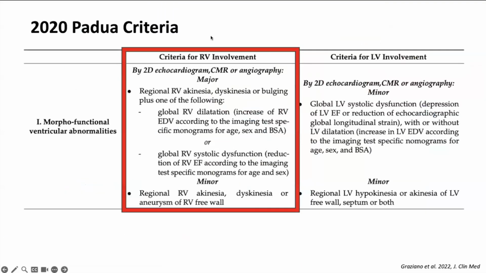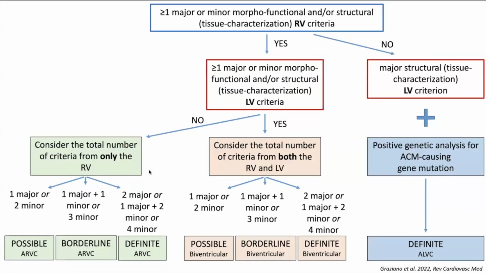So looking at the criteria from the RV standpoint, by 2D echo or by cardiac MRI: regional RV akinesia, dyskinesia, or bulging, plus one of RV dilation or decreased RV systolic function. If we remember, her MRI showed dyskinesia of the RV outflow tract, so she meets that, and she had a mildly dilated RV with reduced RV systolic function. So there's a major criterion here for RV involvement. So we can proceed down the flow chart.